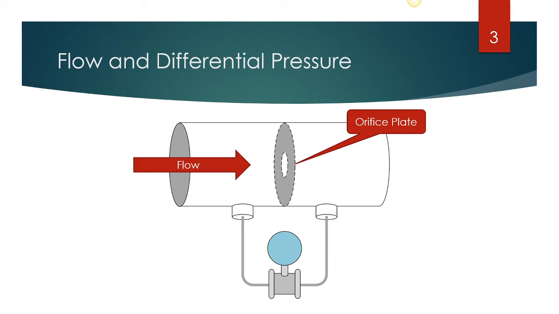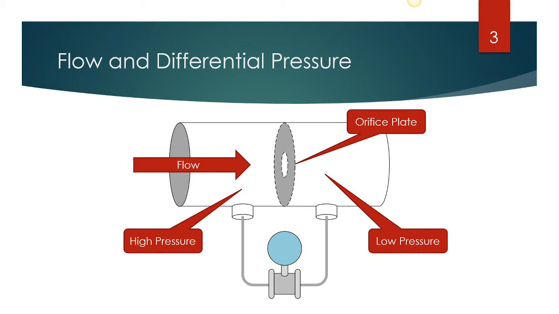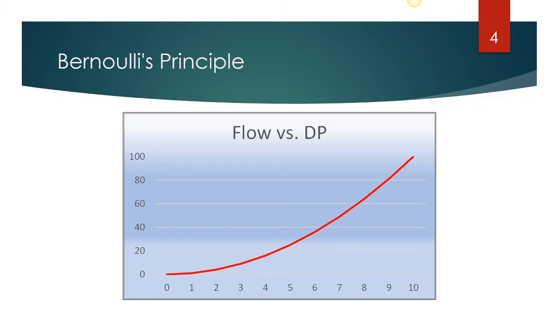So if I have flow going from left to right here, I will have high pressure on the left side and low pressure on the right side. And that's why we use a differential pressure measurement, and we can actually do some calculations based on the pressure difference across that orifice plate and be able to determine the flow.